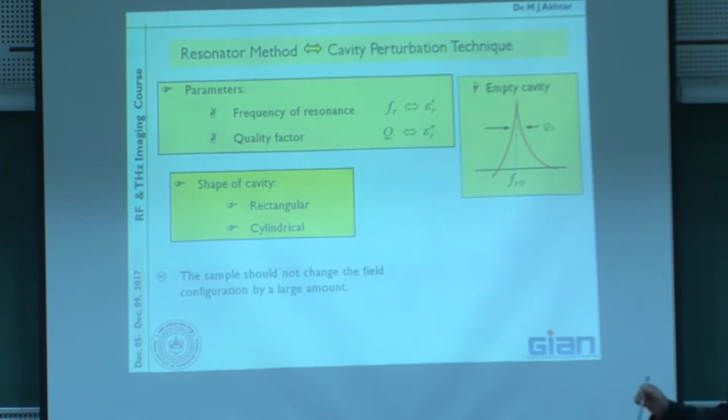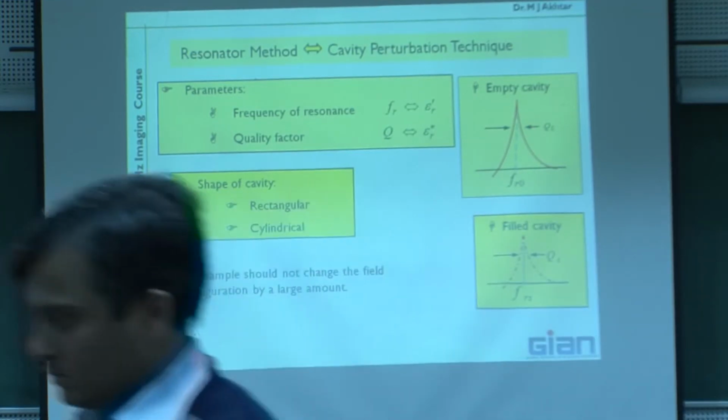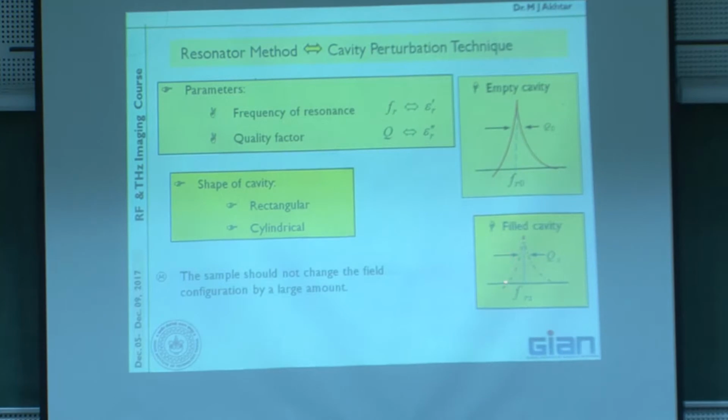Now I put a sample inside, whether any shape, circular, rectangular, then metal, but it should be small. Small in the sense that after I put the sample inside, it should not significantly change the field distribution inside the resonator or the cavity. Once you have this approximation, this is your empty cavity resonant frequency and quality factor. Now after I put the sample inside, both will change. This will shift and the curve will be broadened, so Q will change. And the idea is simple: with the help of the change in resonant frequency, FRS minus FR naught, and QS minus Q naught, you should be able to obtain dielectric parameters, real and imaginary part both.